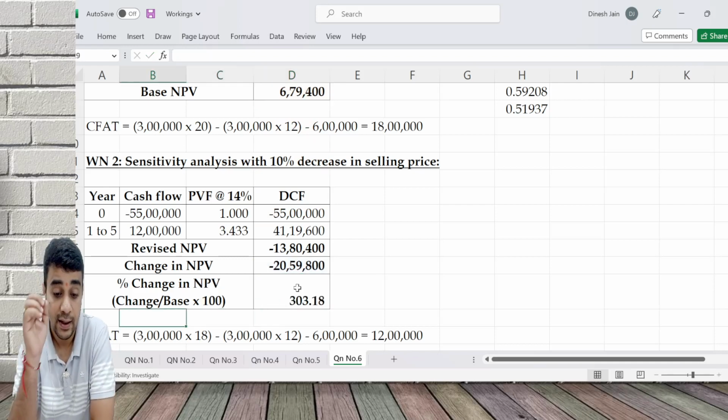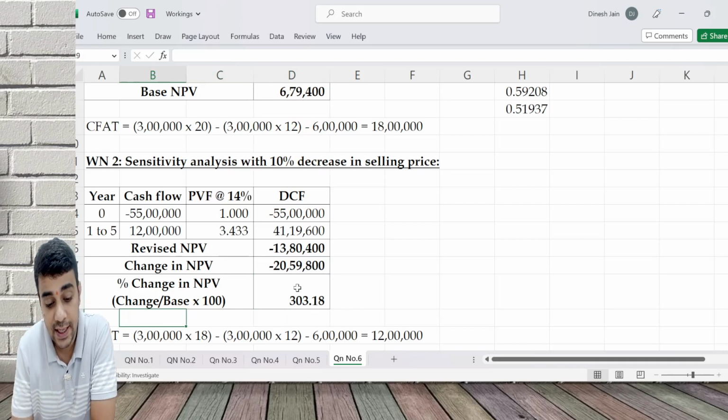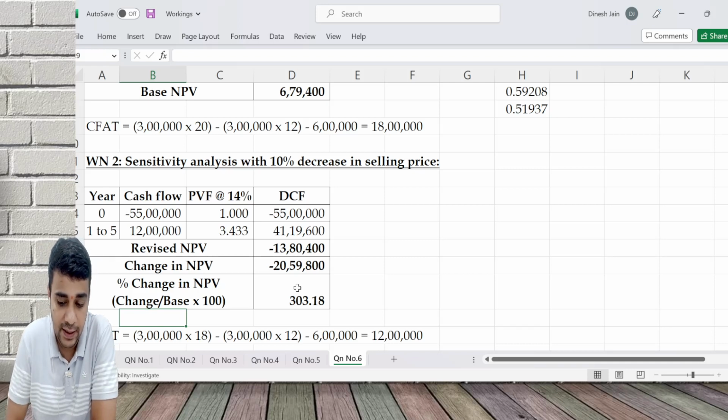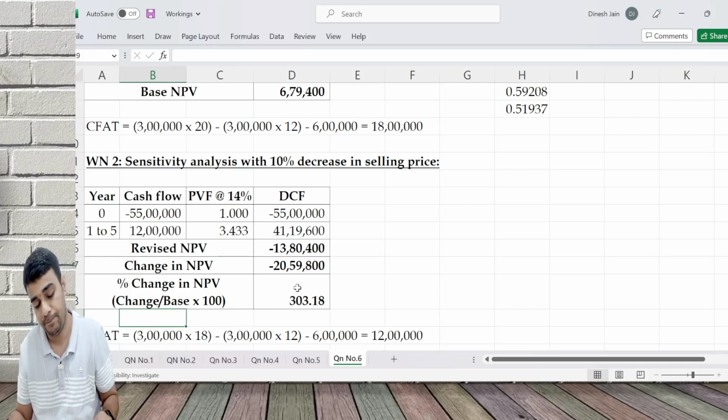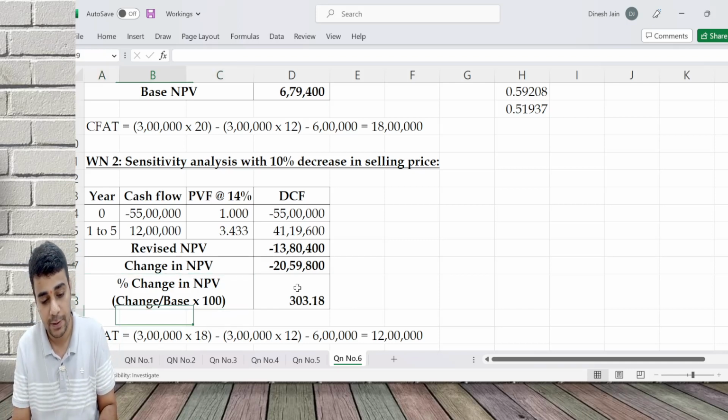That is, a 10% decrease in selling price will change the NPV by 303%. That is why positive NPV became negative. A 10% decrease in selling price will lead to a 303% fall in NPV.